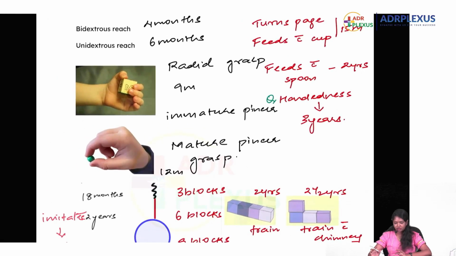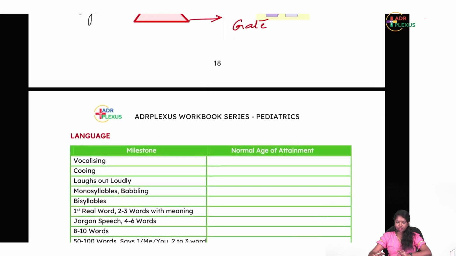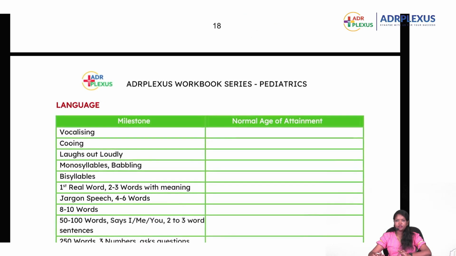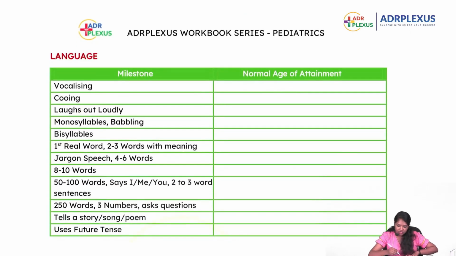This is about fine motor. Fine motor is clear, simple. The next is language. Now we are going to see how the baby is starting to speak. First is vocalization. Vocalization is when the baby starts making some sounds. That comes around 2 months.